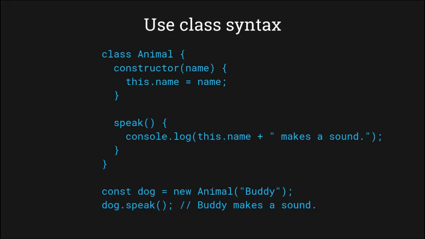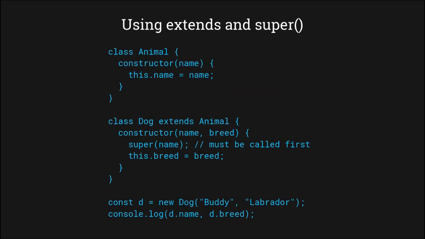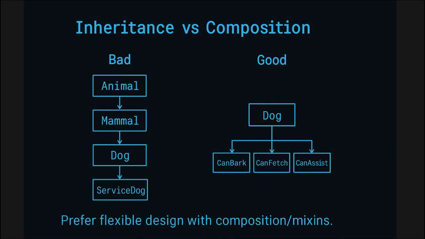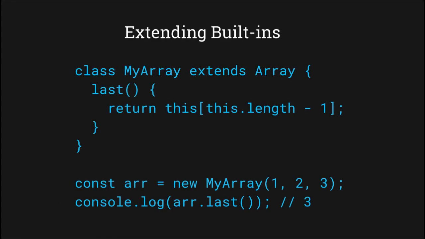Prefer class syntax for readability and standard patterns. Put methods on the prototype; class methods do this automatically. Avoid per-instance methods unless necessary. Use super correctly in subclasses and call it before this. Use private fields, hashtag, for true encapsulation. Use composition and mix-ins instead of deep inheritance where possible. Be careful extending built-ins in cross-platform or transpiled code.